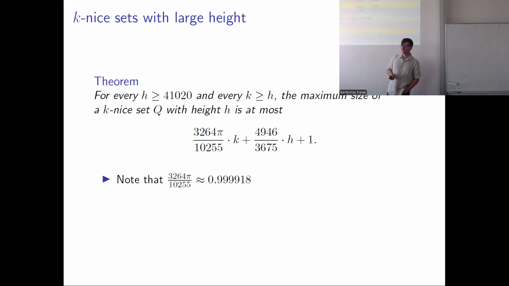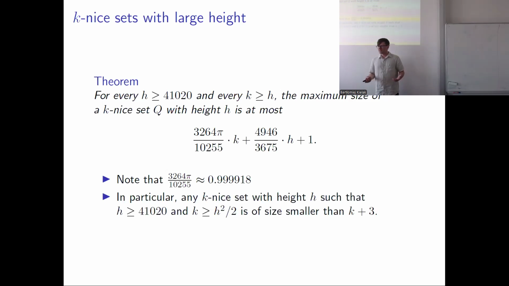Let me show you that this coefficient, which is next to k, is actually strictly smaller than 1. And remember also that the height is of order square root of k. So the height is small, and this coefficient next to h is also small, and it's deterministic. So in particular, it implies that if I consider large k-nice sets with large height, then they definitely have to be small.